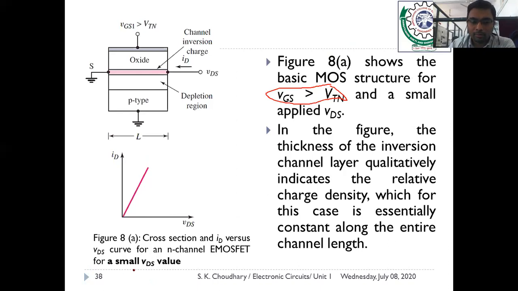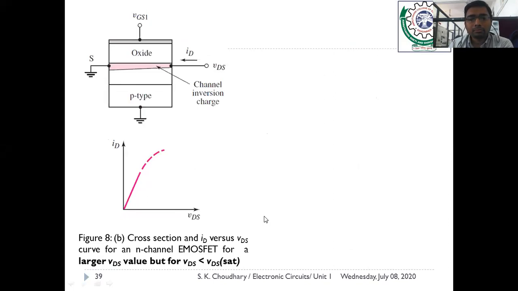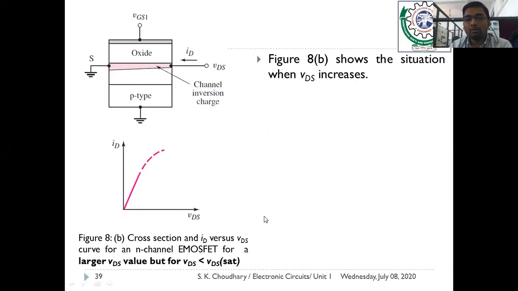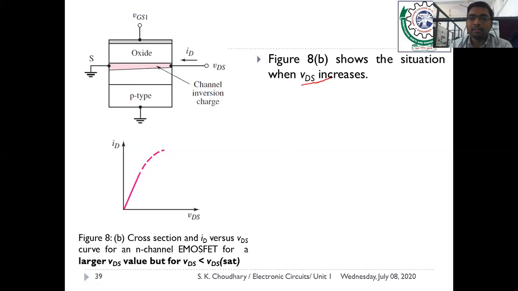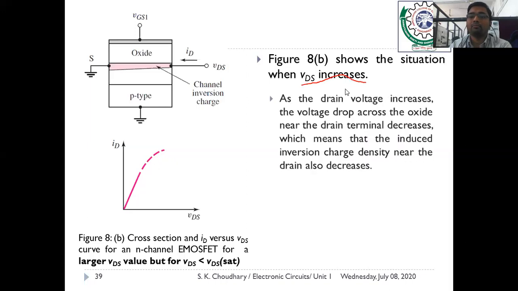Okay. Now we have to see further. Now we are going to increase the VDS, while VGS is kept constant, that is VGS is greater than the threshold voltage. In this slide you can see we are increasing the VDS here.